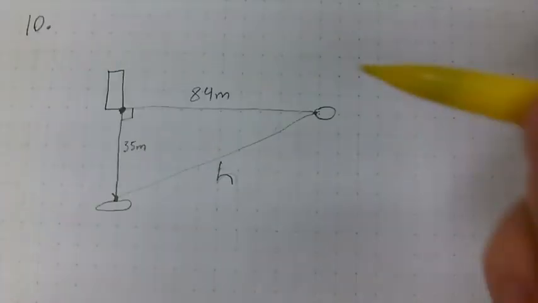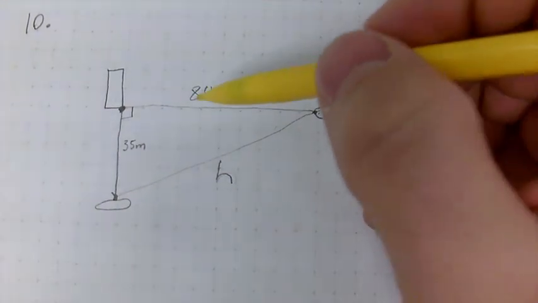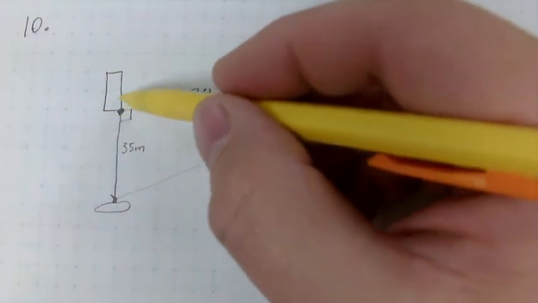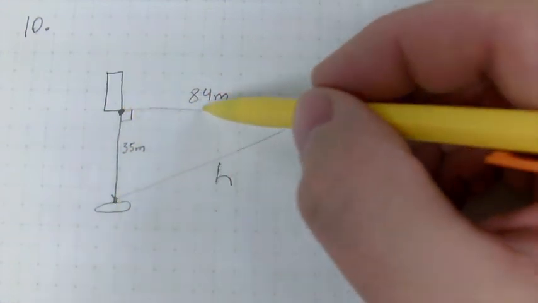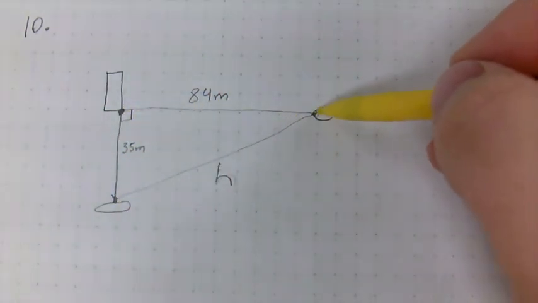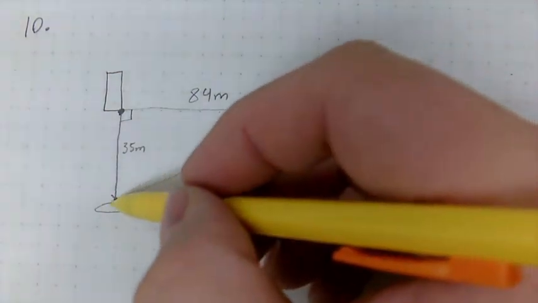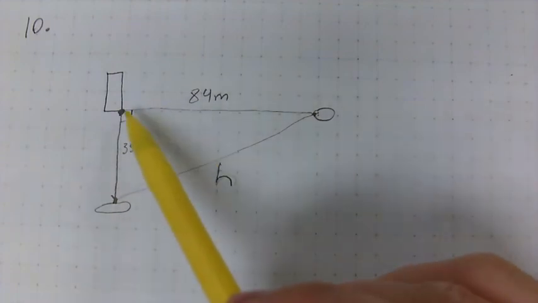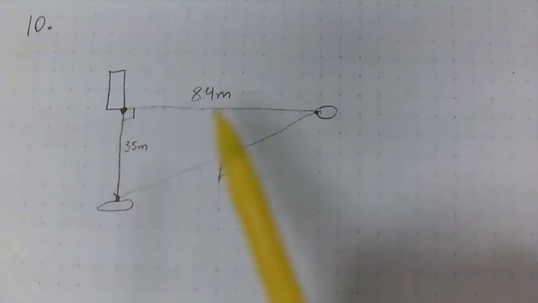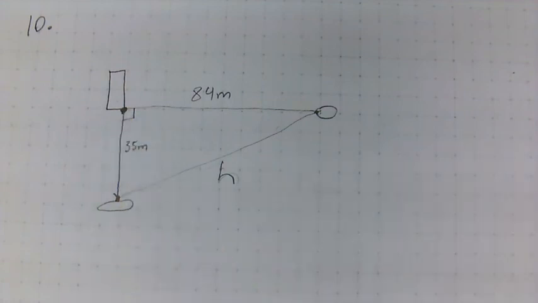Question 10 on your assignment, I'm just going to give you a little tip. They said there's a dock, and from the dock, one of the boats goes south 35 meters, and one of them goes east 84 meters. How far are they apart? This would be a model that would help you if you're stumped by that question. And you might be able to notice that this is a right angle in this corner if it's straight east and straight south.